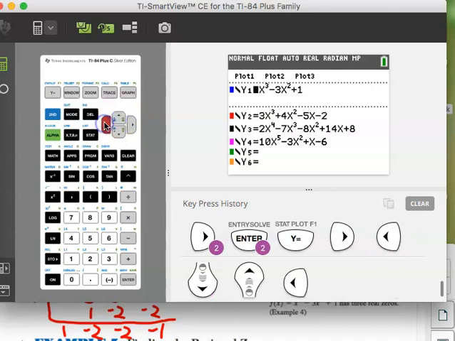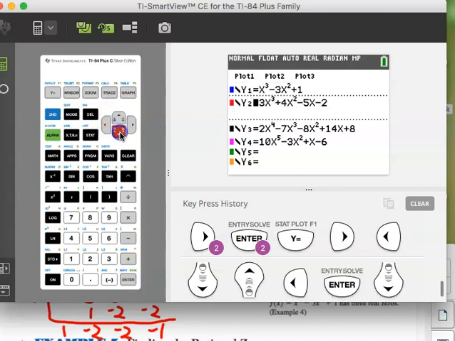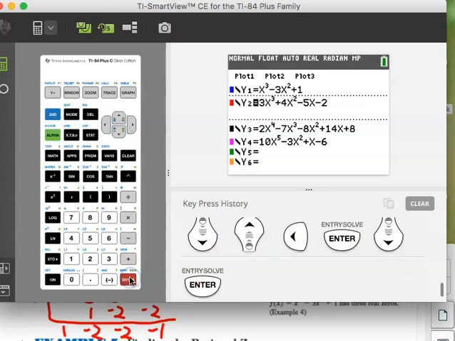Let me turn that one off and turn this one on. And let me double check it. I just entered those in this morning. So that one is our 3x cubed plus 4x squared minus 5x minus 2. Looks good.